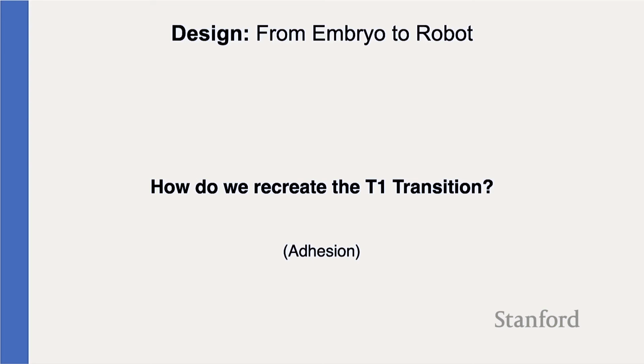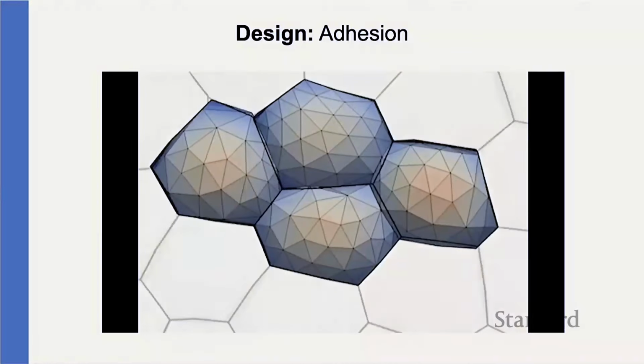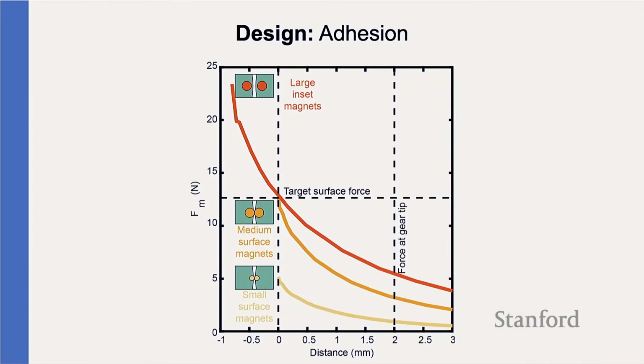The second part to create a T1 transition is adhesion. These cells need to stick together. That's pretty straightforward. Magnets, many people use magnets for these, right? So there's just this video again where you see the cells are essentially stuck together. Magnets are a very convenient way to do this, so we did that as well.